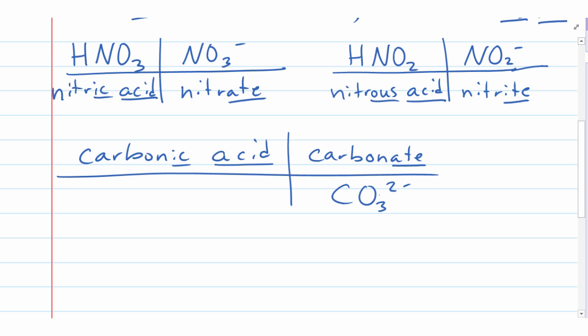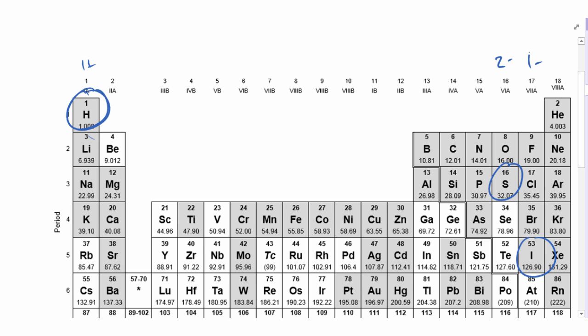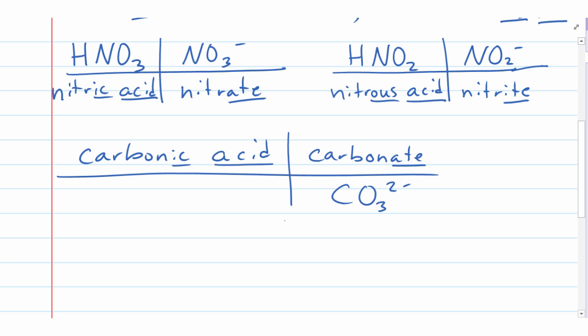Then, to make an acid, we combine it with which element? That element is hydrogen, and the charge on hydrogen is always 1 positive. Then to write the formula, it would be H2CO3, because we need 2 hydrogens to balance the charge of the 1 carbonate.